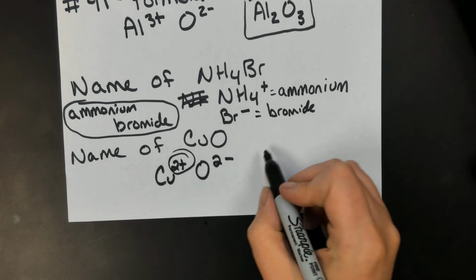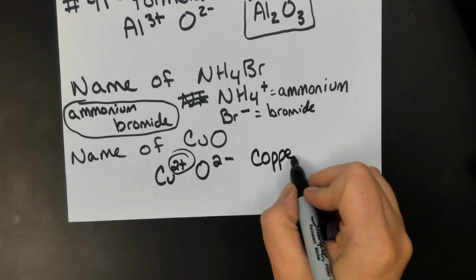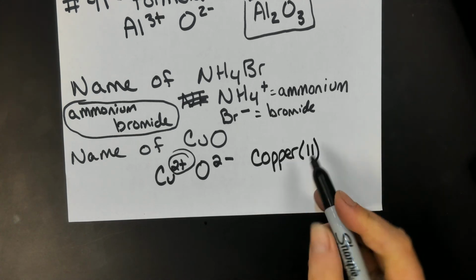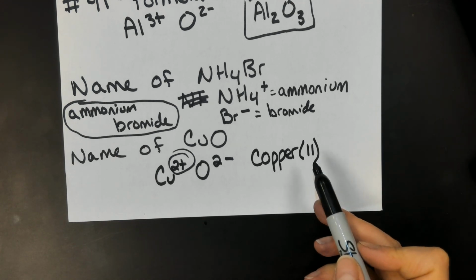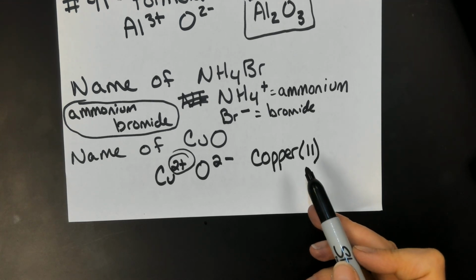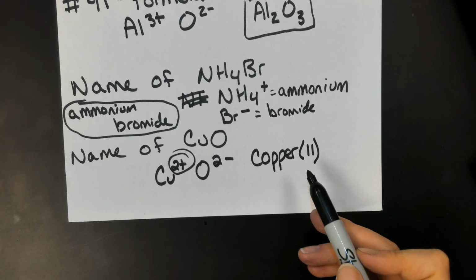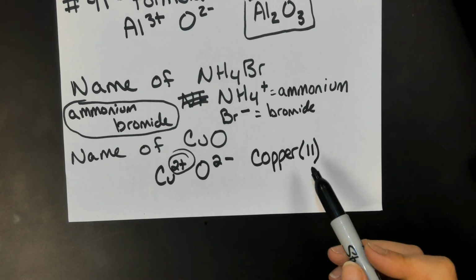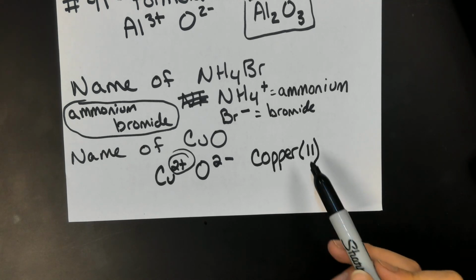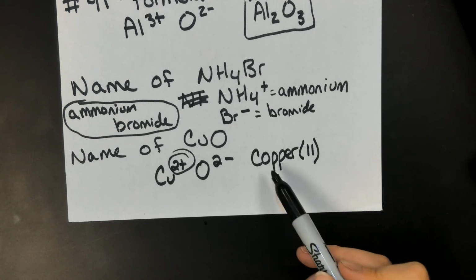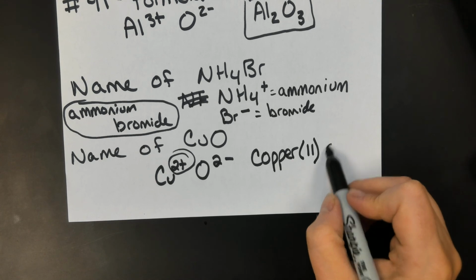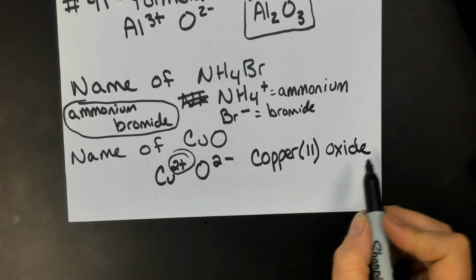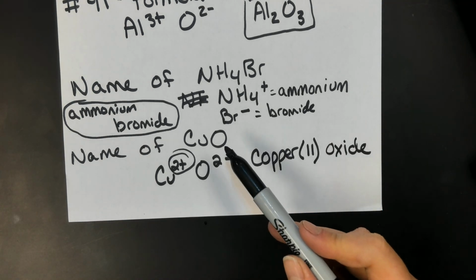So how would I name this? Copper, parentheses, Roman numeral 2. I need that there because you use the parentheses with Roman numerals for cations that have varying or changing electron configurations. So you use this for transition metals and ones that are not known. So it's copper(II), and the name of this is oxide. Remember, it has to end in "ide" because it's by itself.